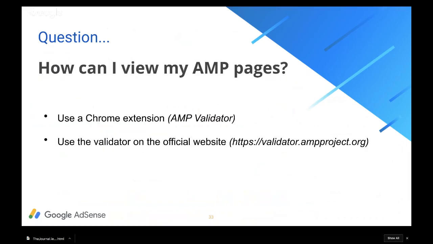One other question we get quite commonly is, how can I view my AMP pages? You can use a Chrome extension. The AMP validator is available in the Chrome extension store, and that allows you to view your AMP valid content. Another method is to use the validator on the official website, validator.ampproject.org.